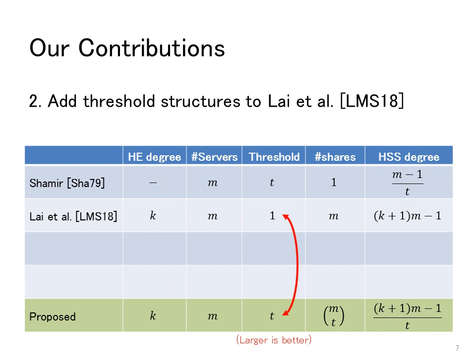Secondly, we add threshold structures to the work of Lai et al. Our work supports any value of threshold. The final degree that our scheme can compute based on degree K homomorphic encryption is shown in the bottom right. Comparing to the work of Lai et al., our final degree has a division of T as a trade-off with security.